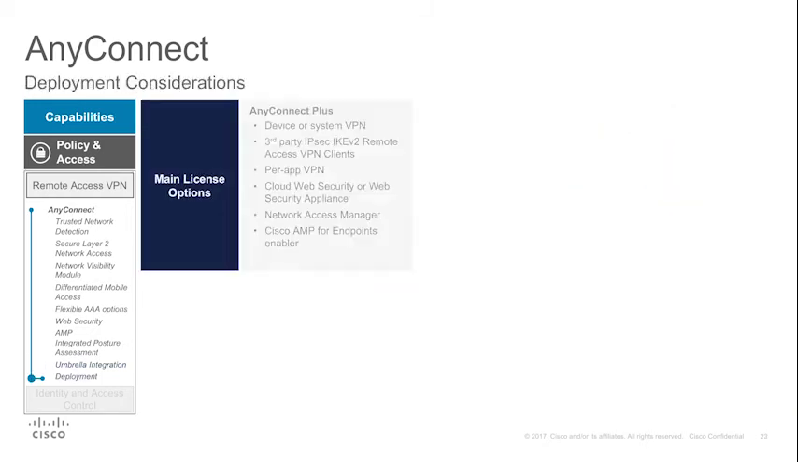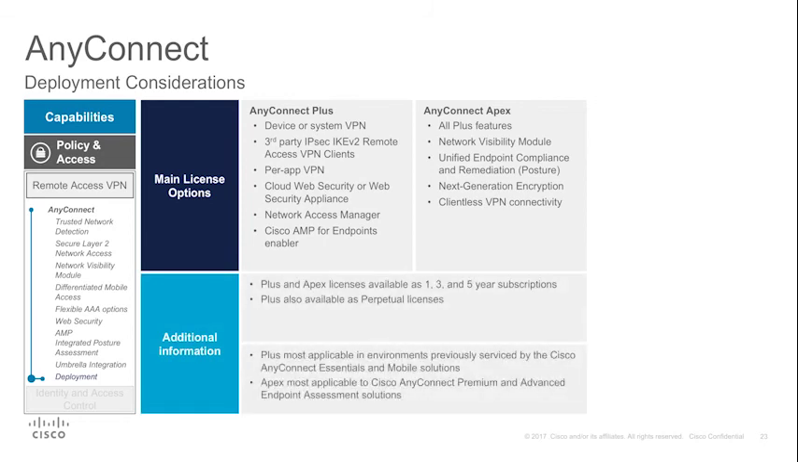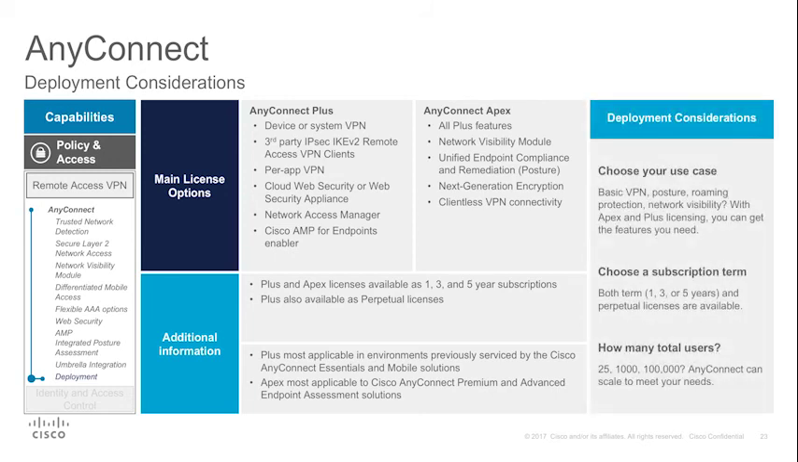The two main license options are AnyConnect Plus and AnyConnect Apex. The AnyConnect Plus offers the basic remote access connectivity and features for the lowest price, great for customers with a limited amount of connections and a small budget. The Apex license offers remote access connectivity, clientless access, and posture assessments to make sure each device meets company policy as it connects. Plus and Apex licenses are available as 1, 3, and 5-year subscriptions, and Plus is also available as perpetual licenses.